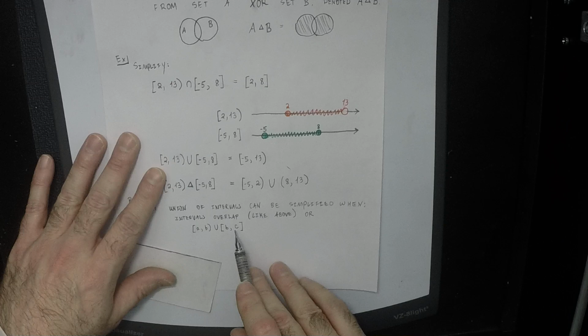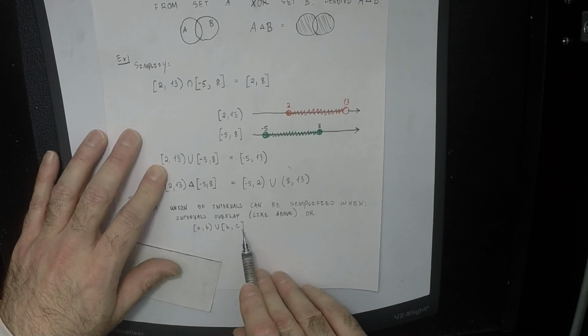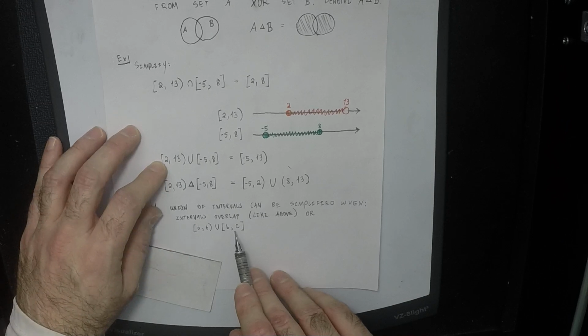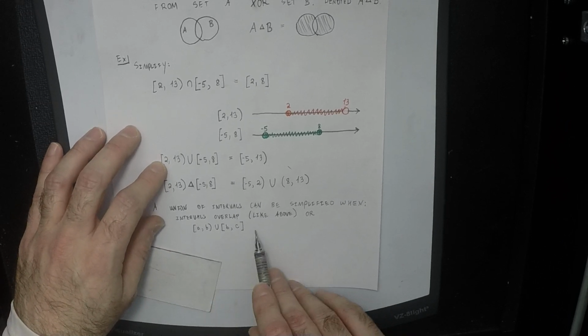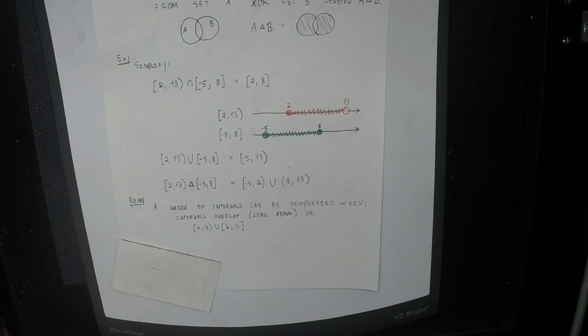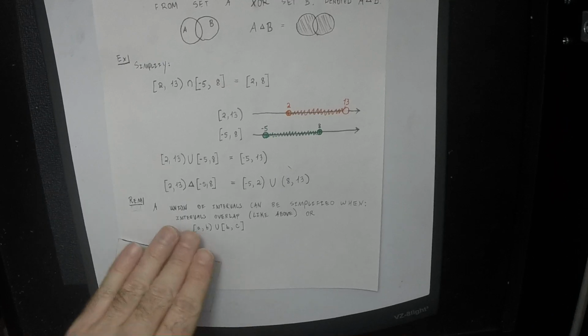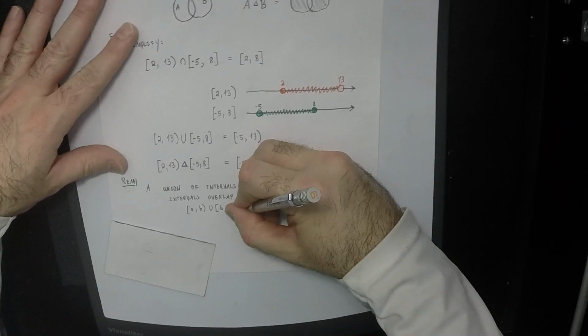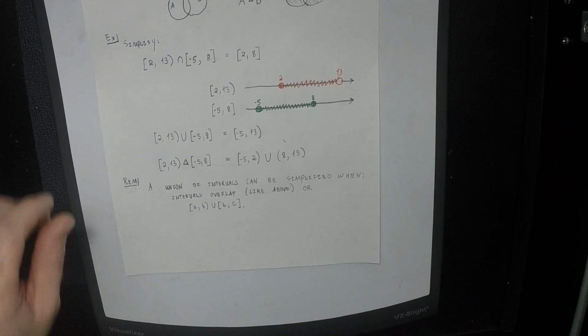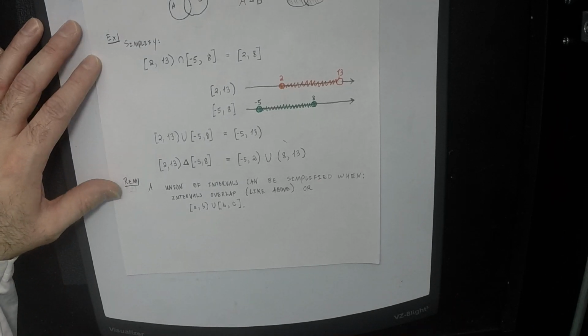So, do these two intervals have a non-empty intersection? No, right? There's no points that are in both. So they don't overlap, but they can be glued together, if you take my meaning. Good? Any question about that? Okay.